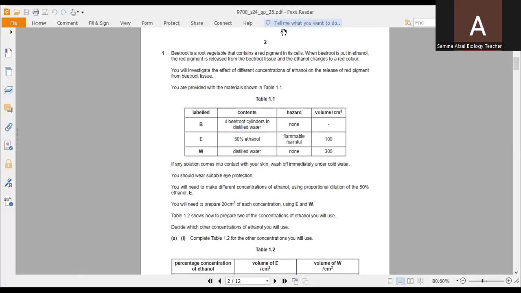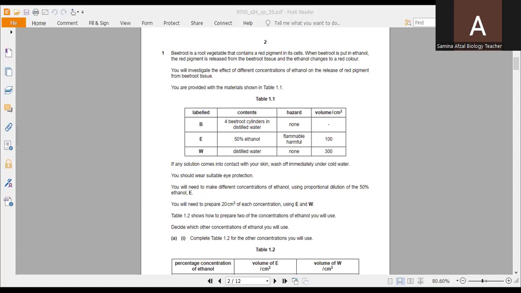Beetroot is a root vegetable that contains a red pigment in its cells. When beetroot is put in ethanol, the red pigment is released from the beetroot tissue and the ethanol changes to a red color. You know, beetroot has lots of color in it, so it is released when we put it into the ethanol. So you will investigate the effect of different concentrations of ethanol on the release of red pigment from beetroot tissue.